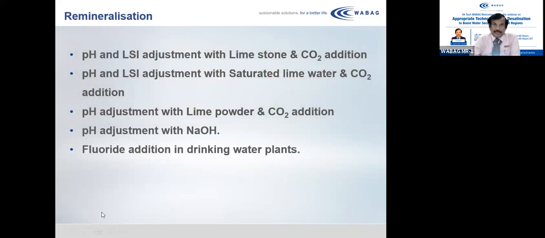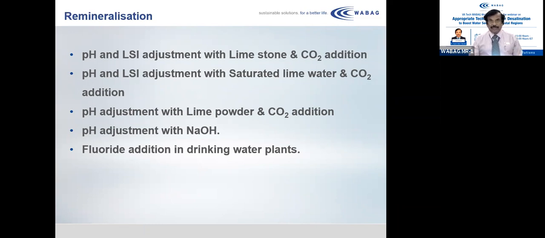Then the post-treatment or remineralization comes in, where we do the pH adjustment. Also, we have to do LSI adjustment. LSI is the Langelier Saturation Index, and it is generally done with the addition of calcium and sometimes by adding sodium to it. In pH adjustment by limestone filter and CO2, we pass the water through a limestone filter in order to pick up the calcium.